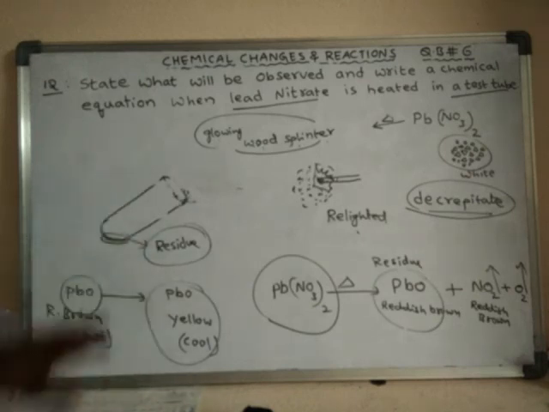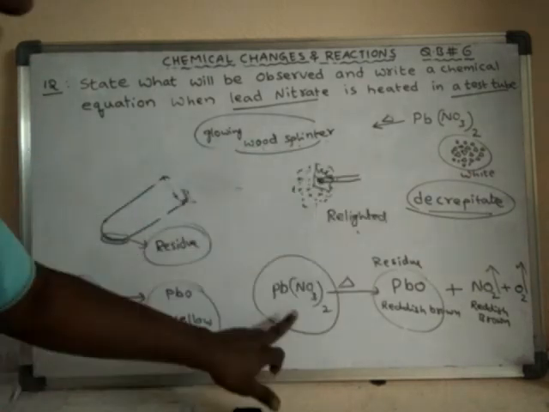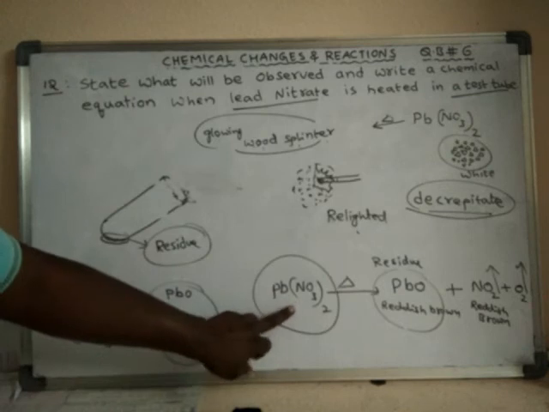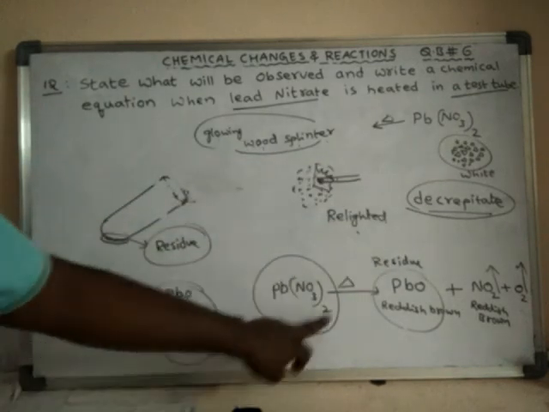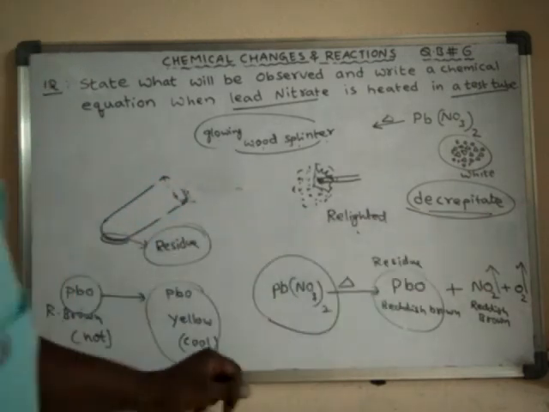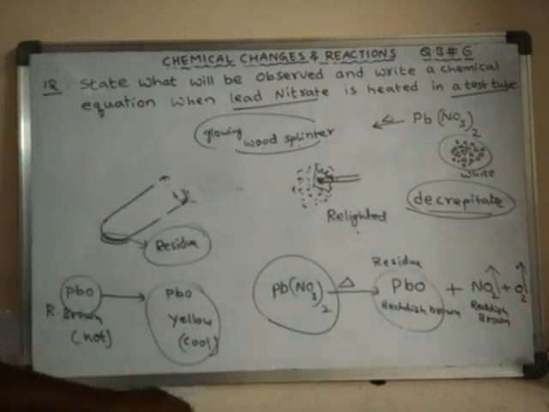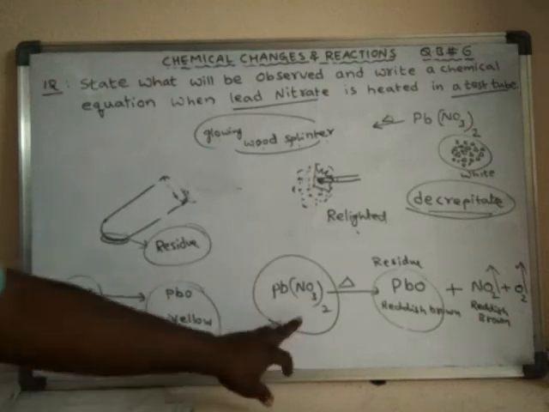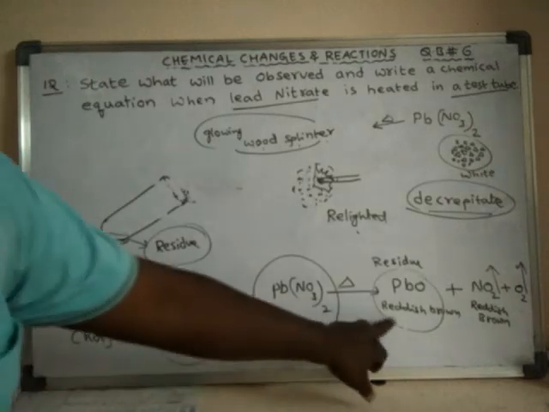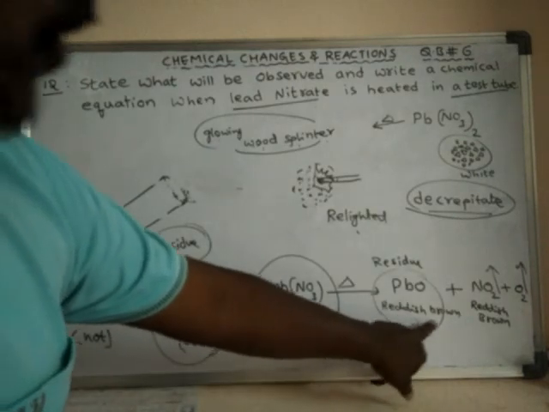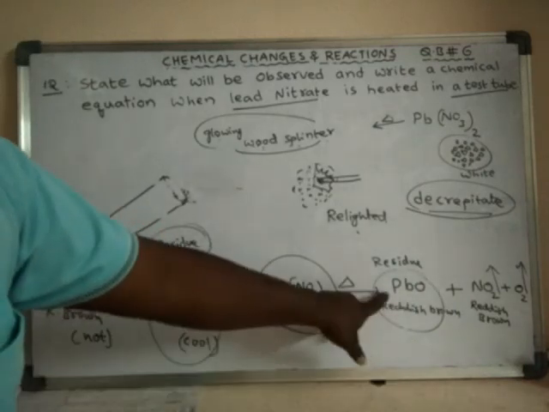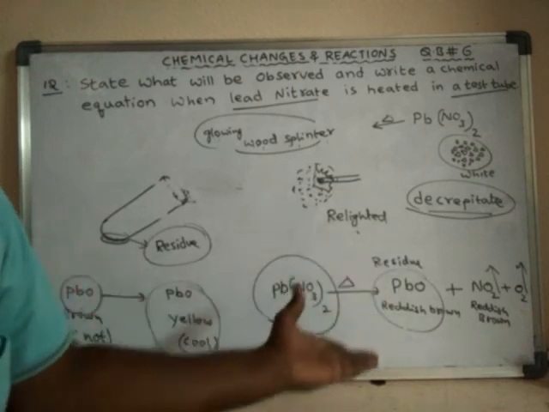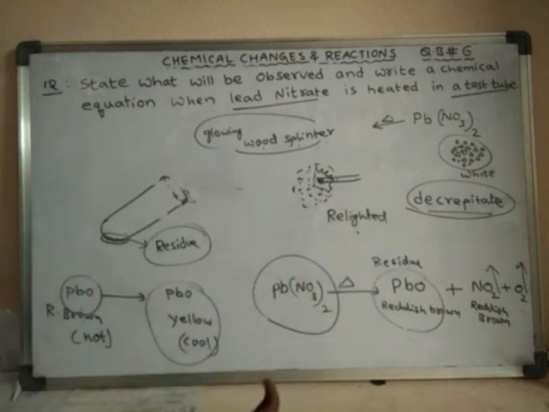So what do you observe? When you heat this lead nitrate, which is white colored crystal, it will break down, or it will decrepitate by making crackling sounds, and finally it converts into a reddish brown colored powder known as lead monoxide. So it is a residue. What is residue? Residue means the substance which is left over after a chemical reaction.